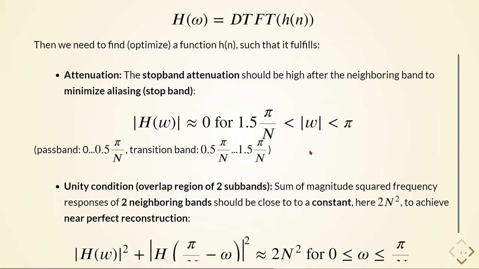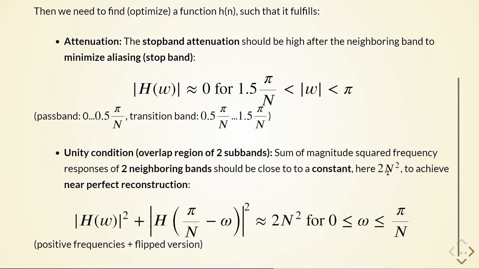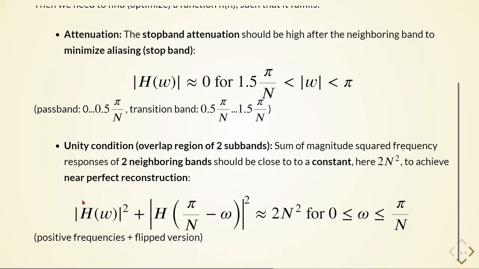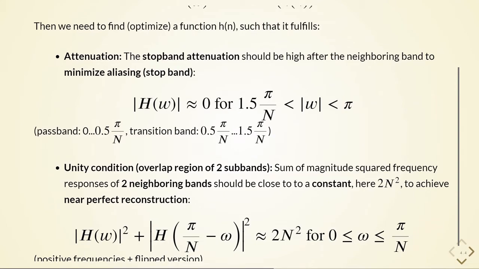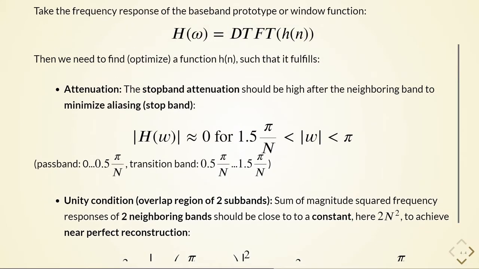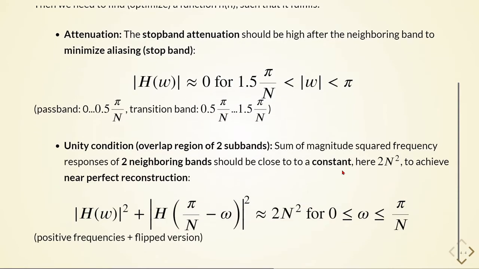Another very important condition is the unity condition, the overlap region of two subbands. So the sum of the magnitude squared frequency responses of two neighboring bands should be close to a constant. And here it is 2 times N squared, so we can achieve perfect reconstruction. And this is the unity condition here. And we have the positive frequency plus the flipped version of the positive frequency. So we have these two conditions, and we will optimize a function such that it fulfills these two conditions.